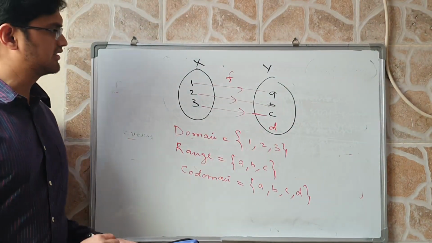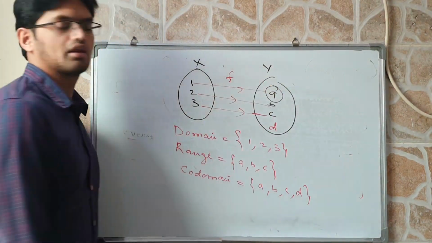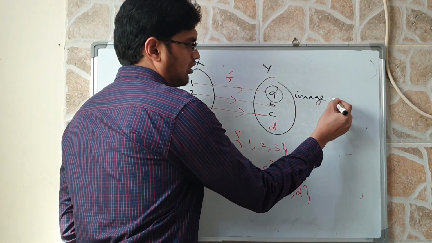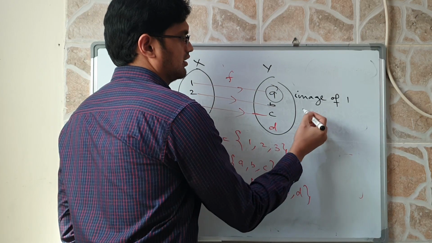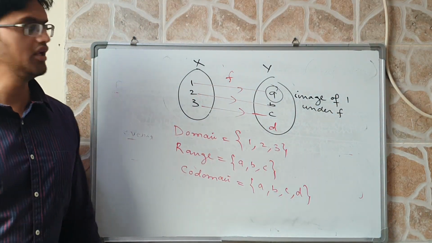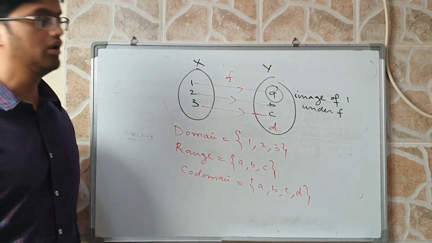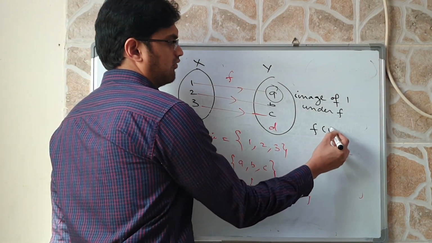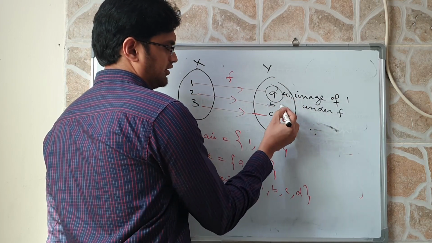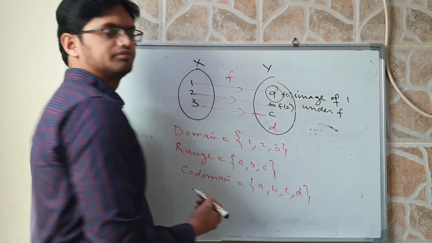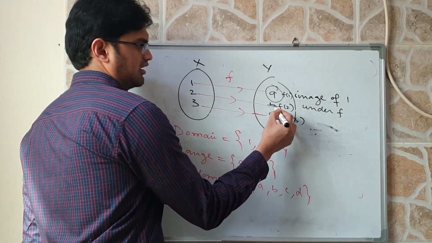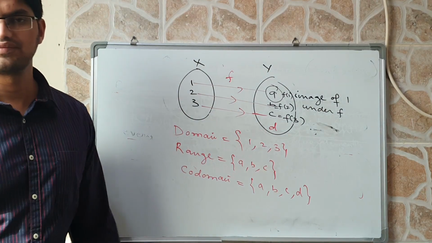One more, let us say, what is A here? A is called the image of 1 under F. It is called the image of 1 under F, or it is called F of 1. This is what we call F of 1. This is F of 2. This is also called F of 3. Image of 2, image of 3.